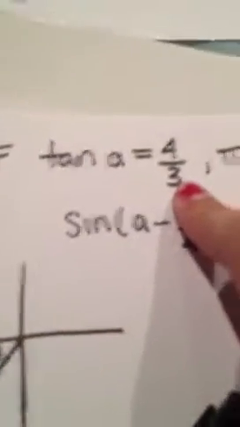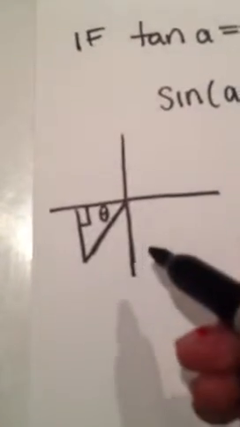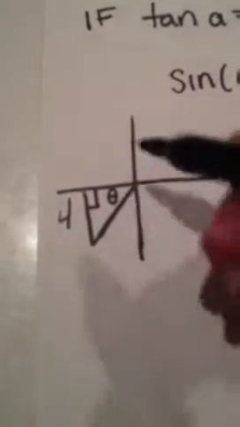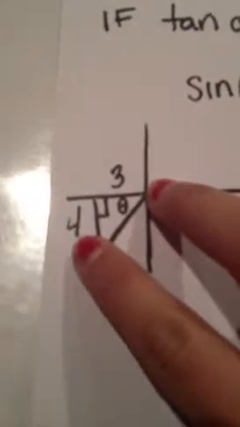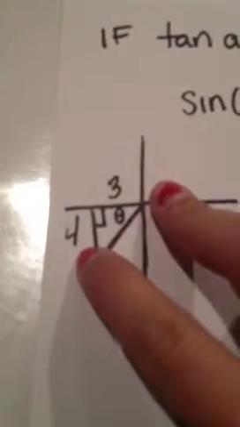So A, I'm going to put as theta, is 4 over 3. Tangent in SOHCAHTOA is opposite over adjacent, so opposite is 4 and adjacent is 3. Now these are supposed to be negative since they are in the third quadrant, but a negative times a negative is a positive, so that's why it's still positive.